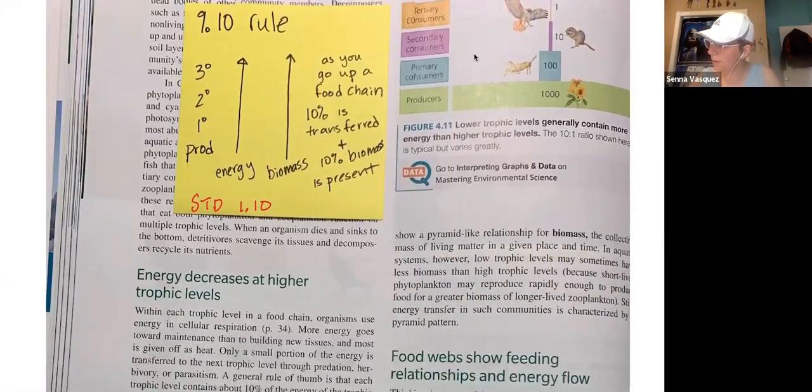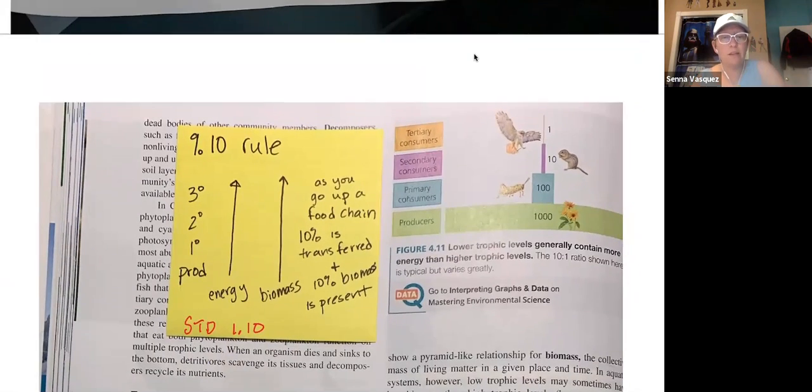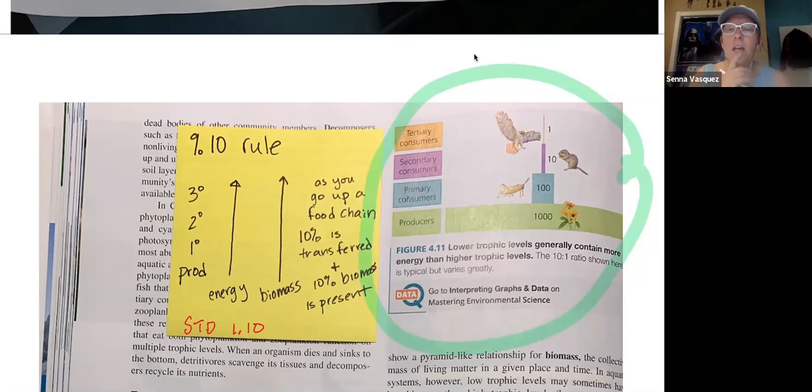And then you've got page 82. This touches on standard 110, and basically this is the 10% rule. See that graph right over here? This is an important graph. So you have, if you notice the numbers, 1,000, 100, 10 and then 1. And why did they specifically pick 1,000? That's because 90% of all energy is lost as you move up the food chain or as you go up what we call trophic levels.